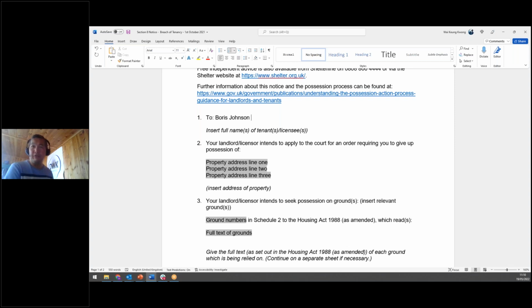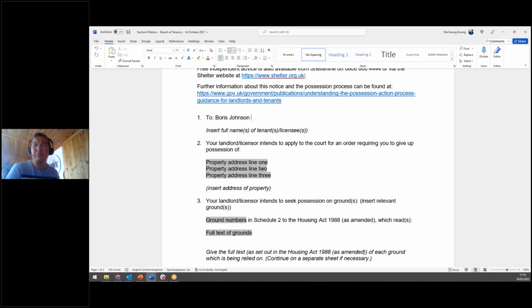Just to make you aware, a Section 8 notice is not only about possession, it's also, in terms of rent arrears, a county court judgment in that sense. A judgment for arrears, if that's the case in relation to the tenancy itself. So the first one, again, is nice and simple. It's the names of the tenants.